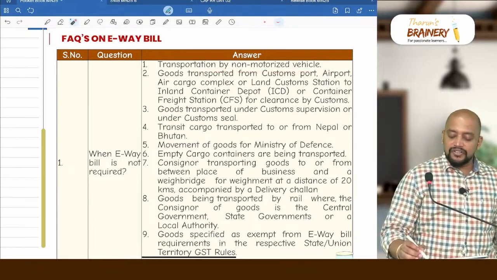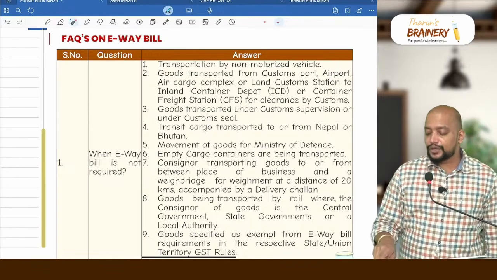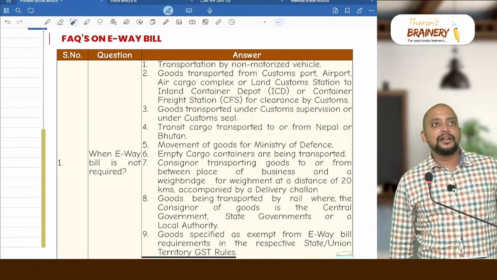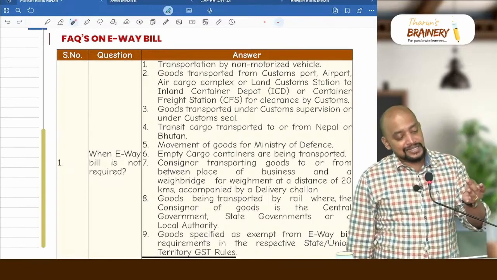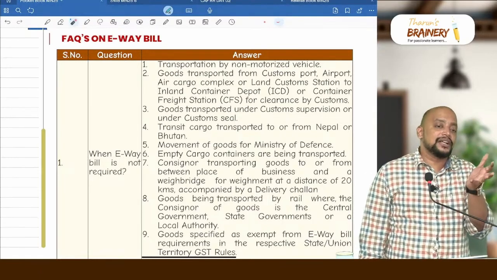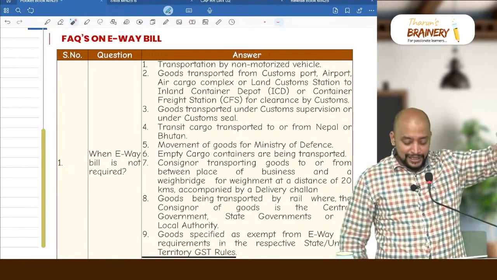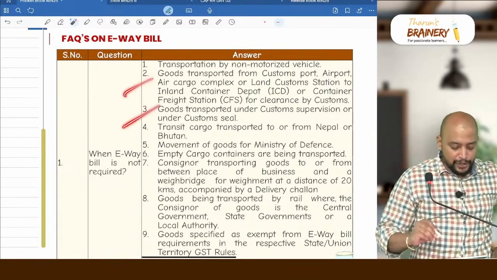And goods transported from a customs port, that is whenever the goods are moving between customs departments, like for example port, airport, land customs station, inland container depot, container freight station, or customs warehouse, all these are under customs control. Due to that reason, e-way bill is not required. That is the second and third point.